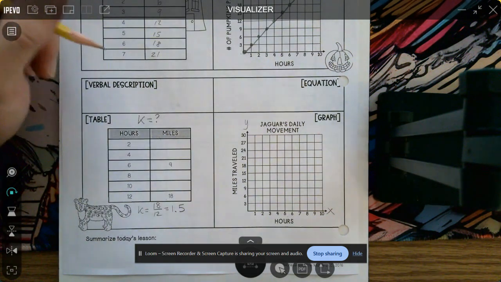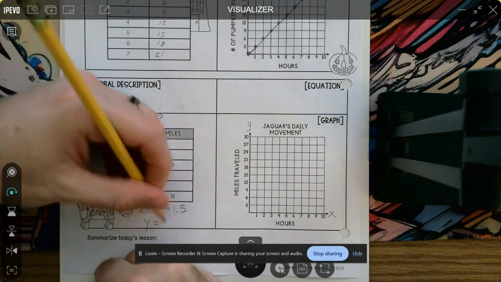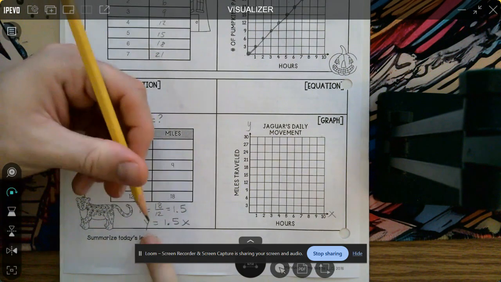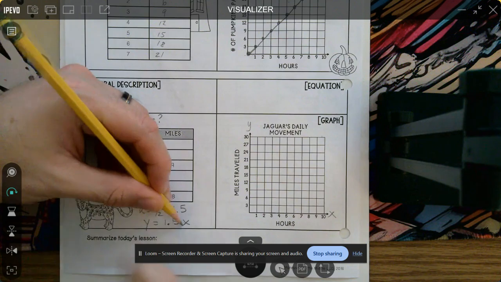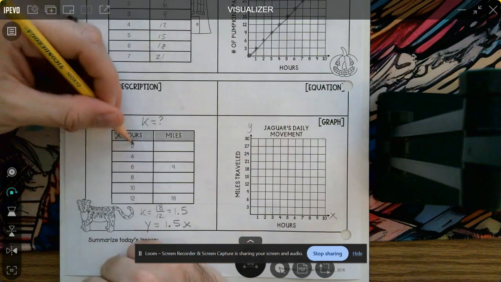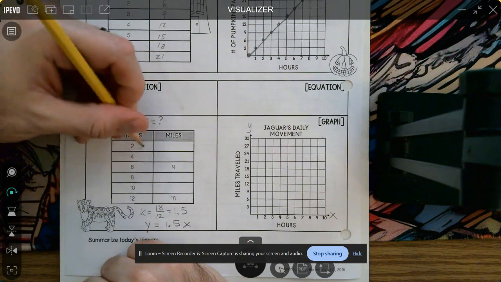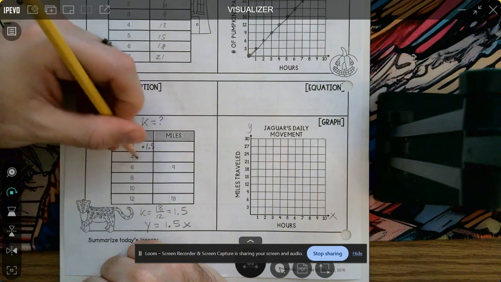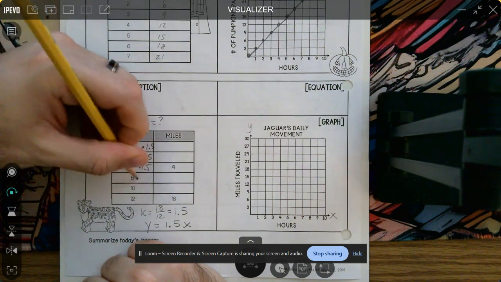So how can I use that to fill in these missing values? Write your equation. y equals 1.5x. That means my y value is equal to 1.5 times my x values. Hours is my x values. So multiply all your x values by 1.5, and that'll give you your y values. So go ahead and multiply all of your x values by 1.5, and then come back to me.